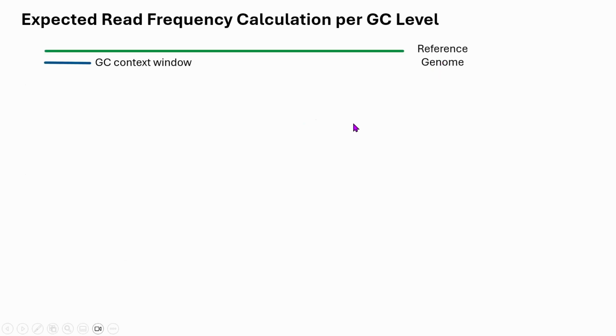The first step is to calculate the expected read frequency per GC level. So what does that mean? Let us see visually. So suppose this is our reference genome. What we are going to do is we are going to take a GC context window. So this is a window and you can choose a certain size for this window.